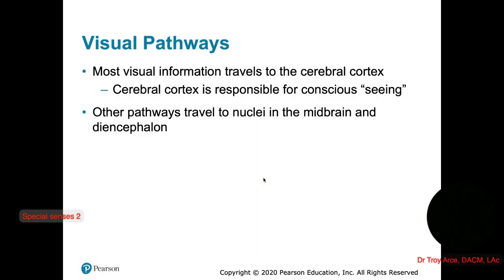Most visual information travels to the cerebral cortex. The cerebral cortex is responsible for conscious seeing. And this is very important because it's your perception, right, of your past experiences and your memory and all those things. Those are your conscious seeing.